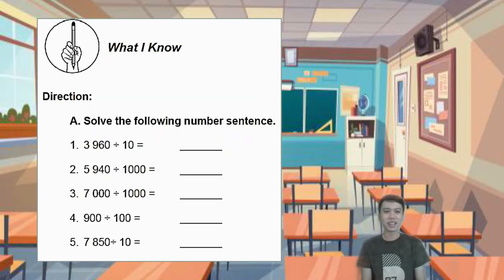What I know. Direction. Solve the following number sentence. Number 1, 3,960 divided by 10. Number 2, 5,940 divided by 1,000. Number 3, 7,000 divided by 1,000. Number 4, 900 divided by 100. Number 5, 7,850 divided by 10.